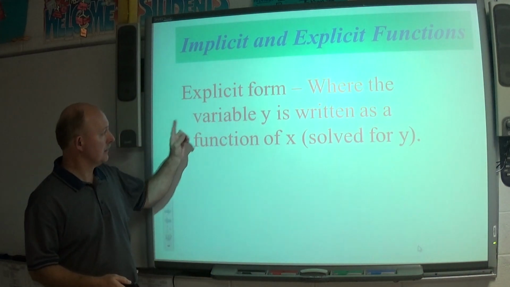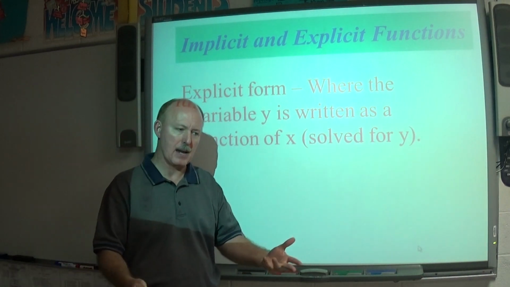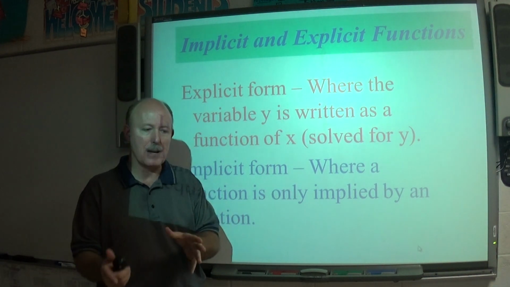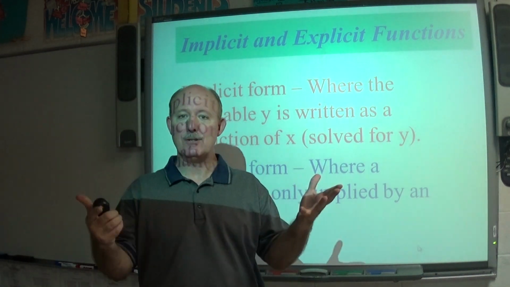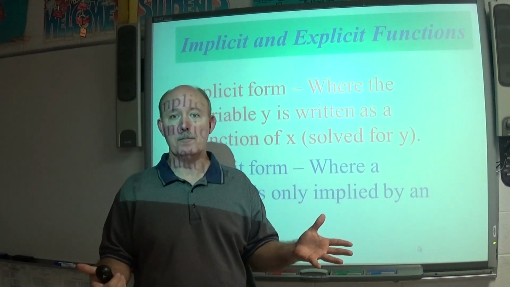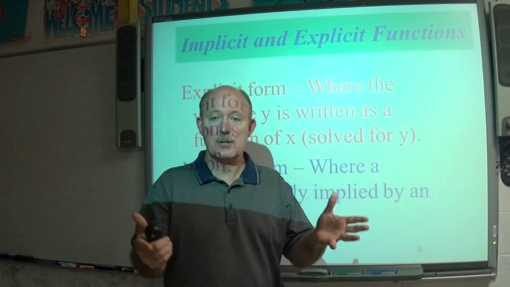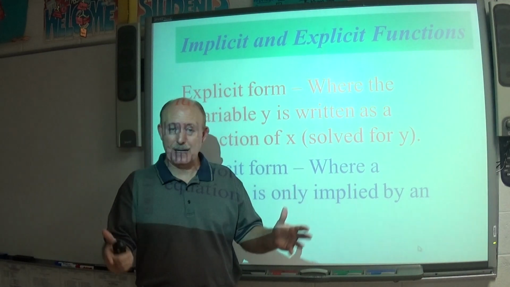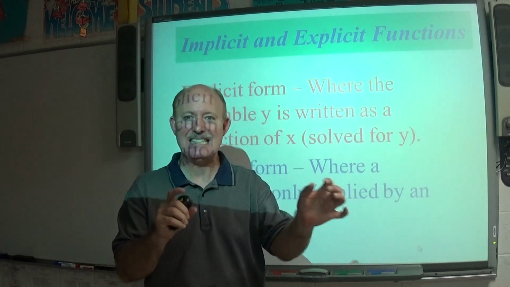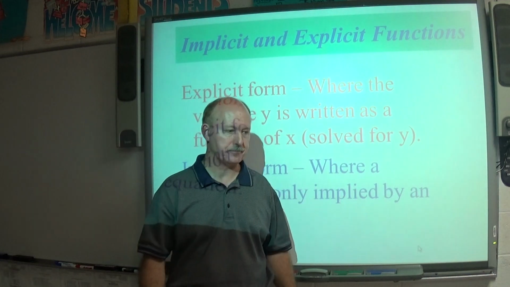Now if a function is in implicit form, the function is only implied by an equation. We've got an equation, but it hasn't been solved for y yet. We can still take the derivative of it, even though it's not been solved for y. In certain cases, it's very difficult to solve the equation for y in terms of x, but it's very easy to get the derivative the way it sits, without doing anything to it.